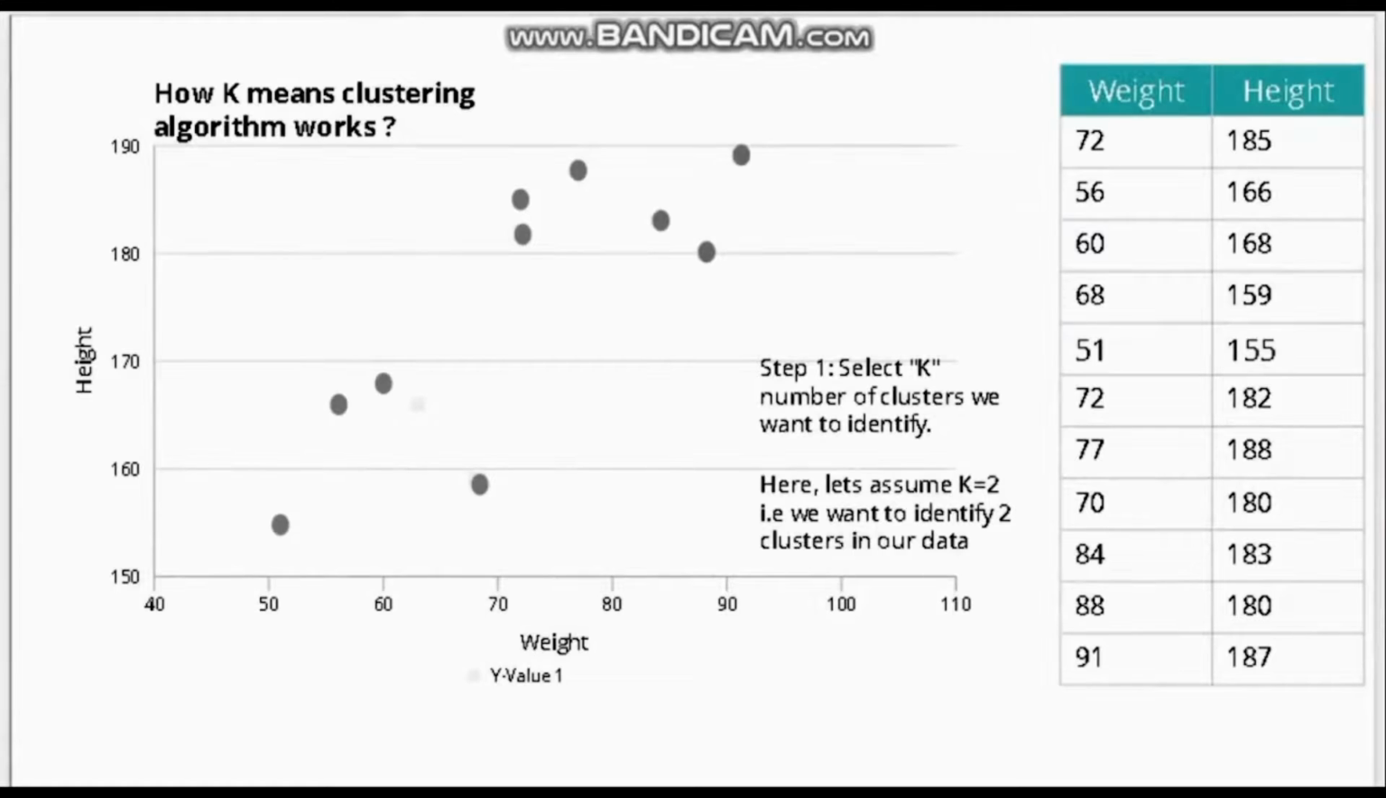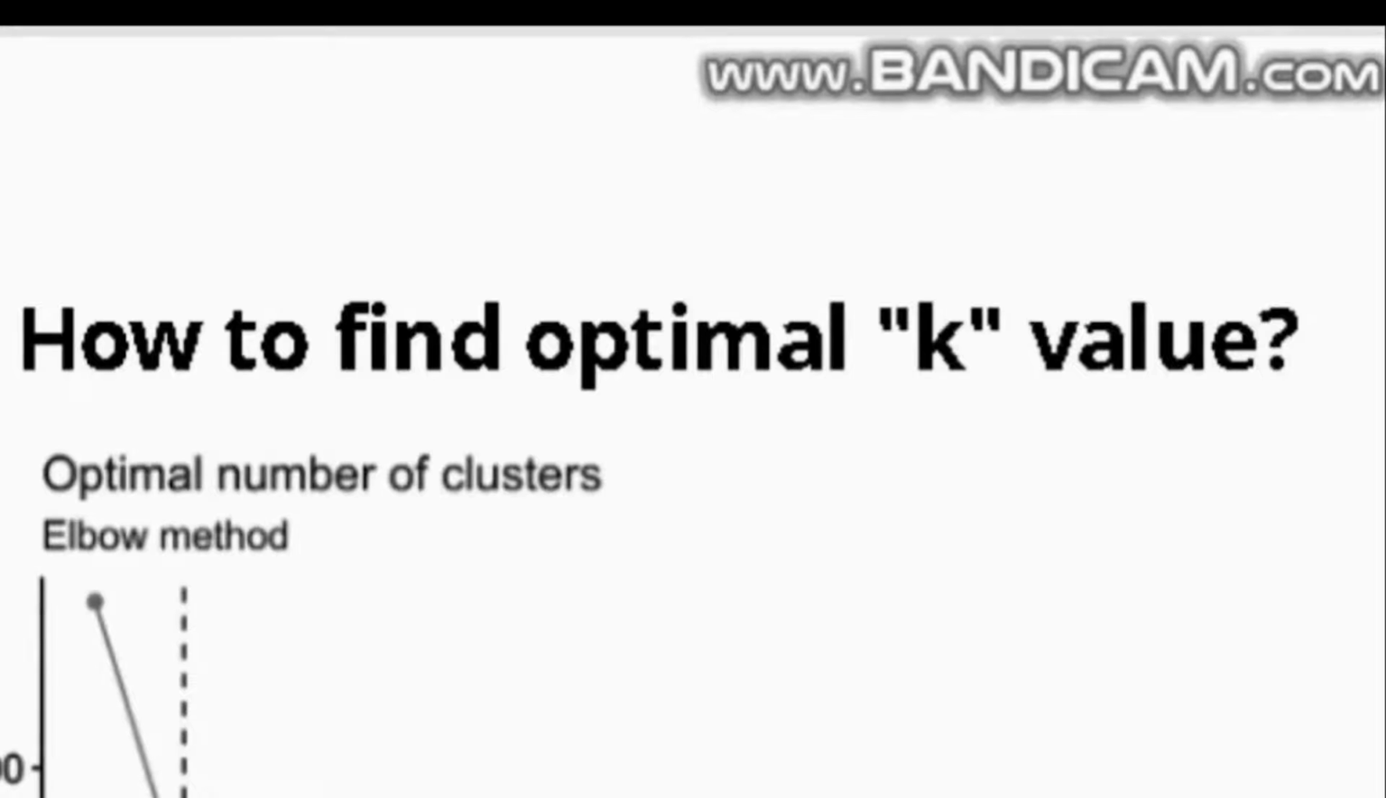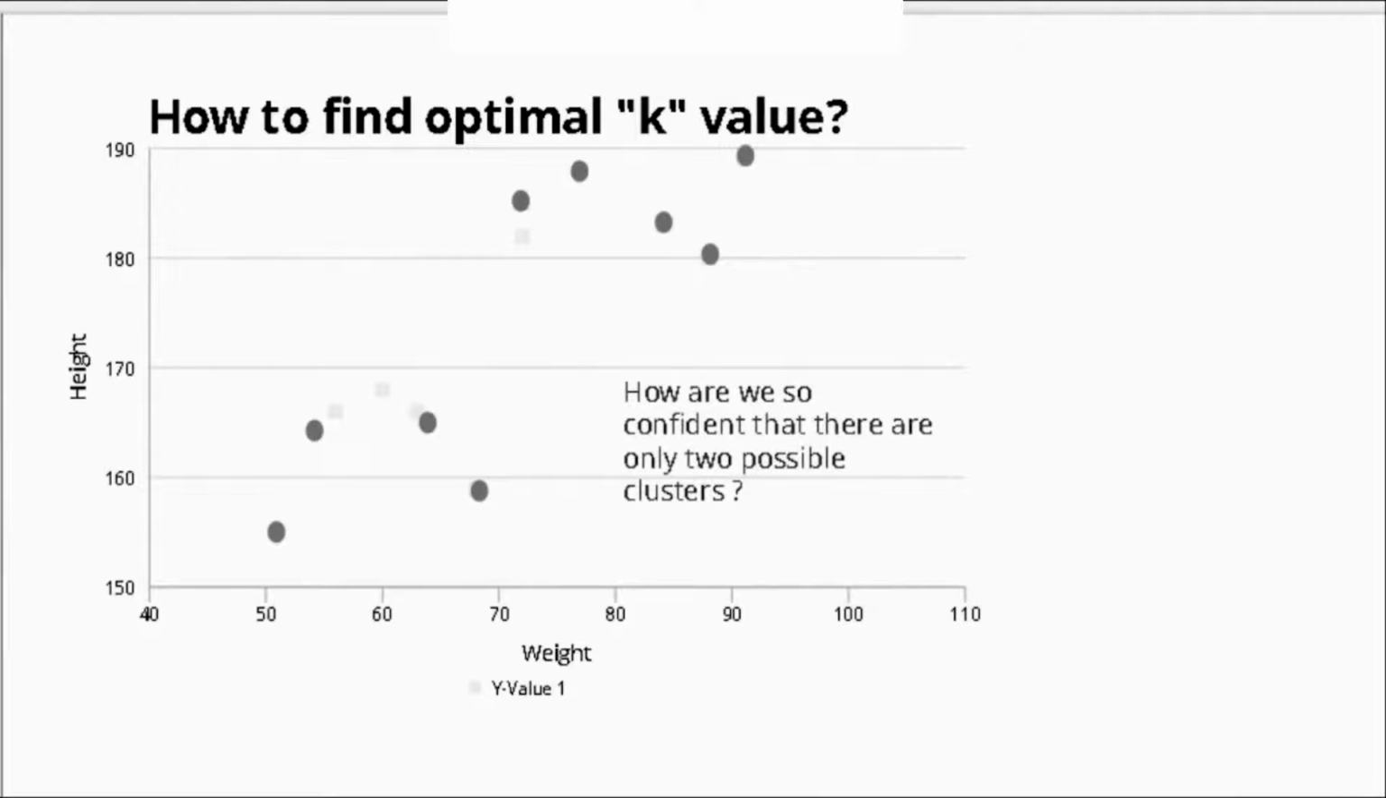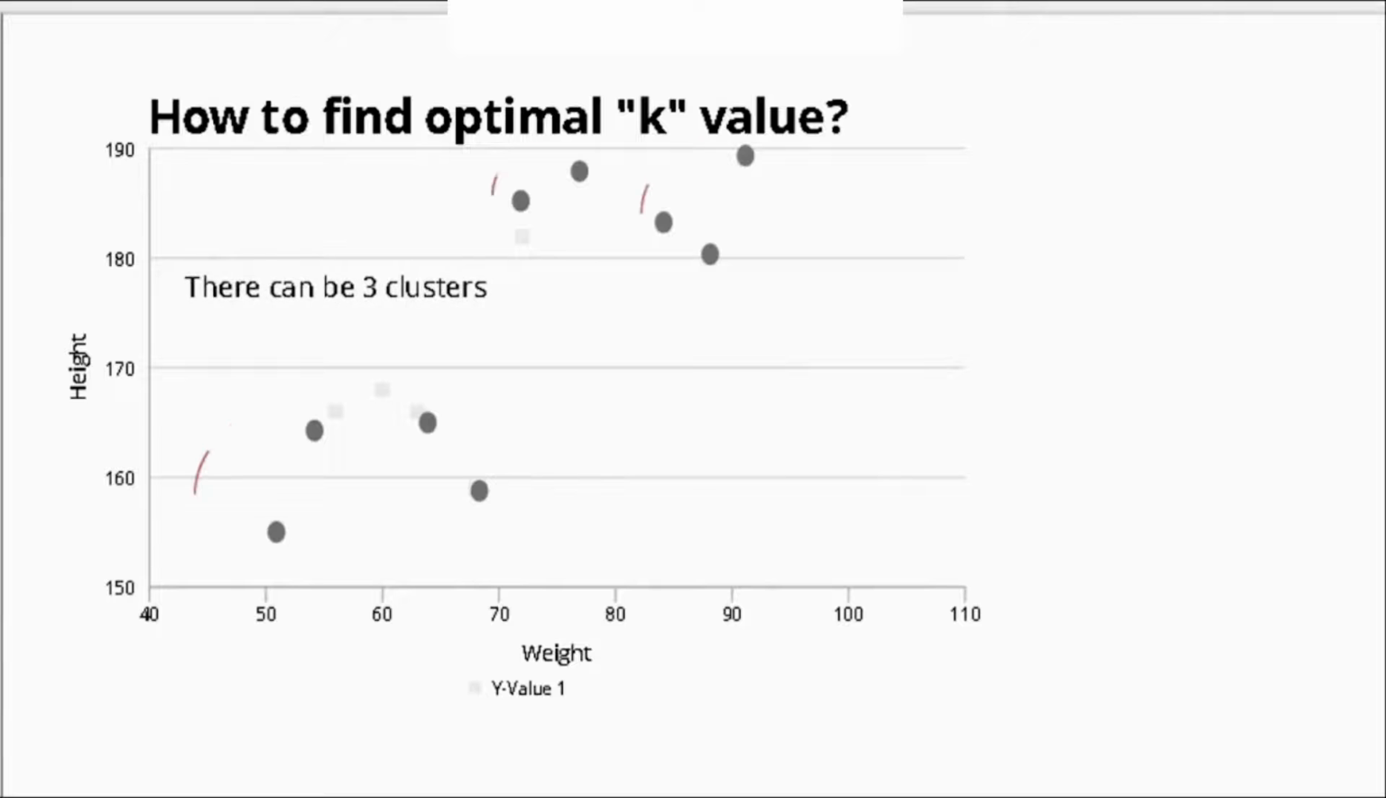Remember I said to assume the value of k? Here let's assume we want to identify two clusters, that is, k is equal to 2. There is a way to find out what the best value for k would be, and we don't have to assume anymore. So how do we find the optimal k value? Firstly, let's ask ourselves a simple question. How are we so confident that there are only two possible clusters? There can be three clusters like this, or even four clusters like this.